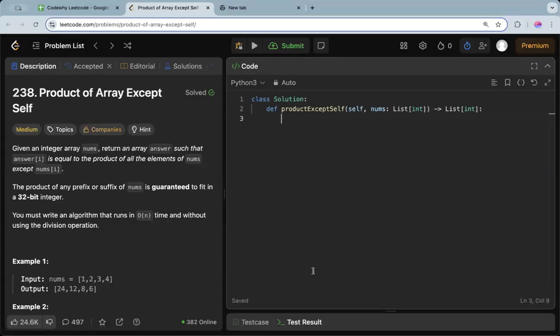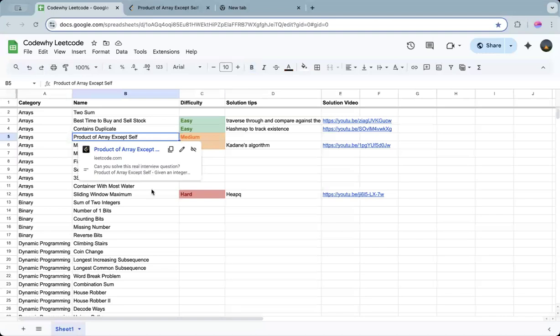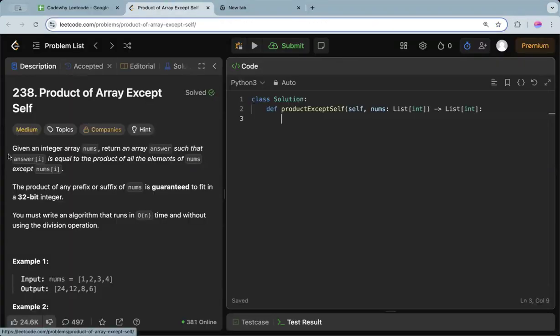Hi everyone, welcome back. Today we'll be doing this question called product of array except self. This is a medium rated question and it's also part of our series that we're trying to finish. So let's just jump straight into it.